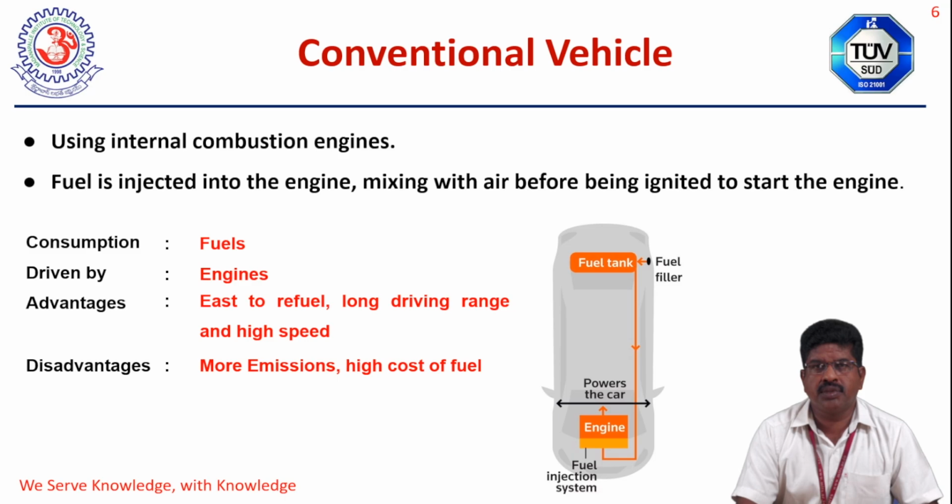Here the consumption of the vehicle is mainly fuels. The fuels may be petrol or diesel. And these vehicles are driven by internal combustion engines or IC engines. The main advantages of this vehicle are that it is easy to refuel and it has a long driving range with higher speed. At the same time, it also has some disadvantages, like it gives out more emissions of carbon dioxide. Similarly, the cost of the fuel is also high.